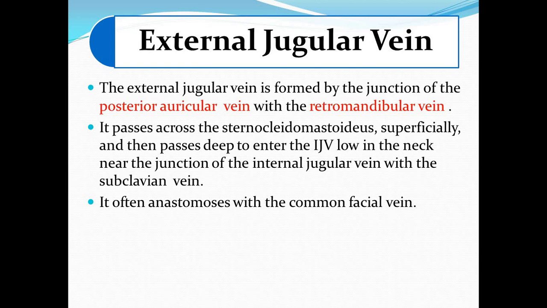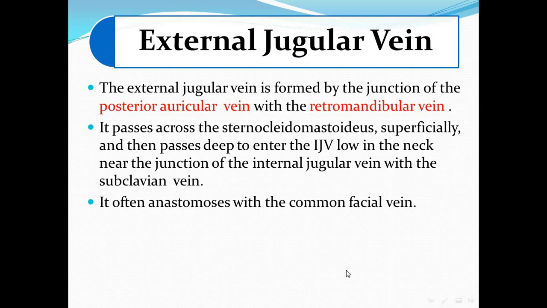Then we talk about the external jugular vein. The external jugular vein is formed mainly by the posterior auricular vein and retromandibular vein. It passes across the sternocleidomastoid superficially, and then it passes deeper to enter the internal jugular vein lower in the neck before it then merges with the subclavian vein to form the brachiocephalic vein.